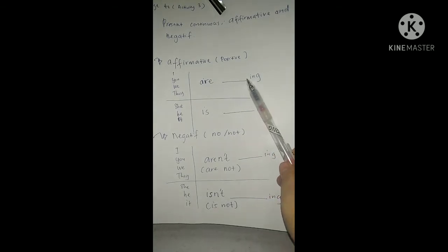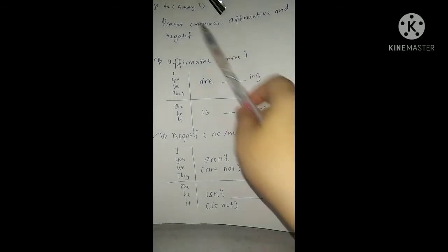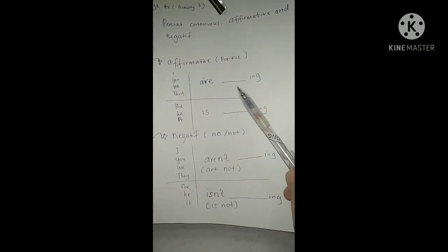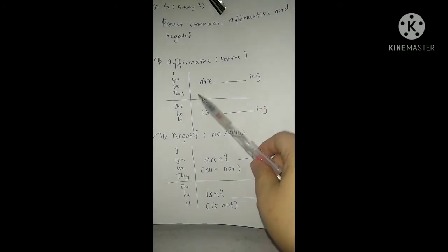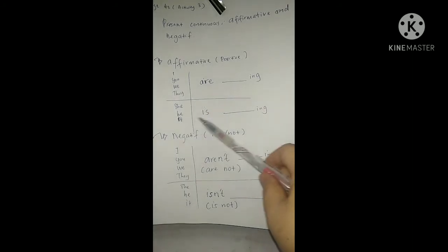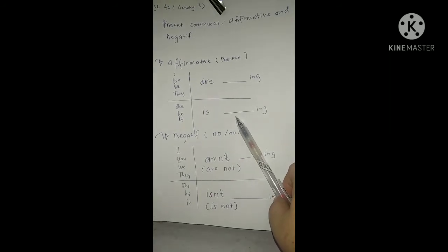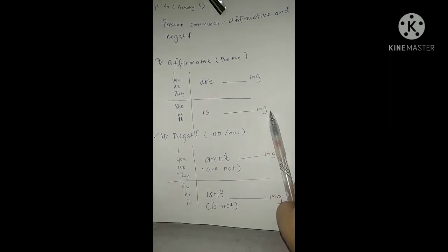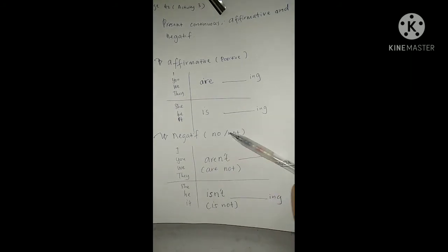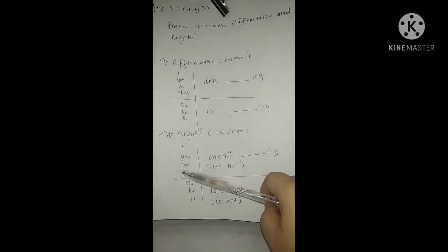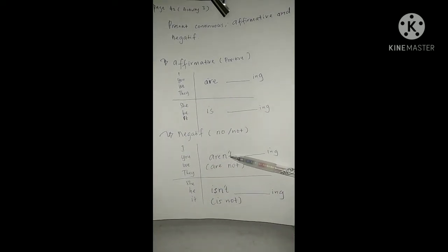Here is the verb plus ing, because this is present continuous. Present continuous always uses ing after the verb. For she, he, it, we use is, and the verb with ing. For negative, with no or not, for example for I, you, we, they, we use aren't or are not. This is the short form for are not.